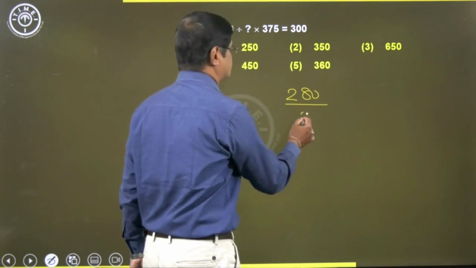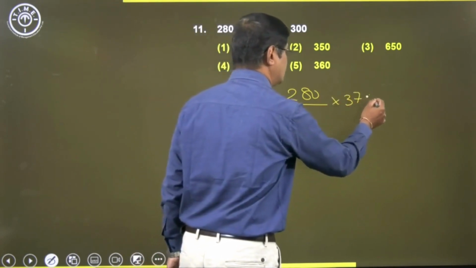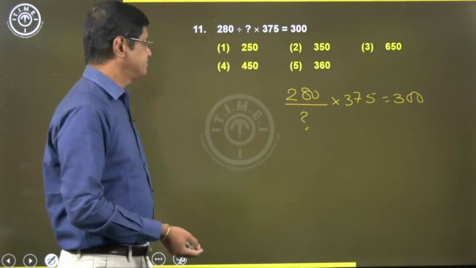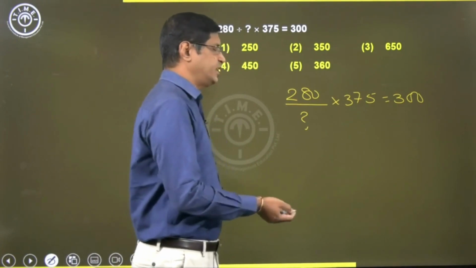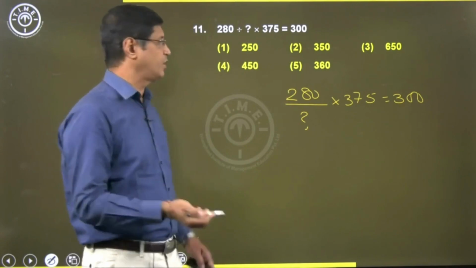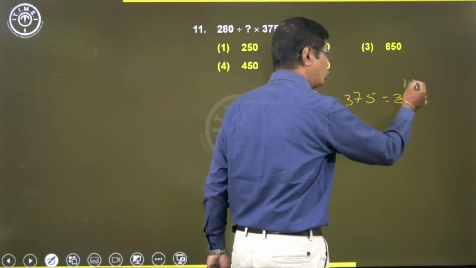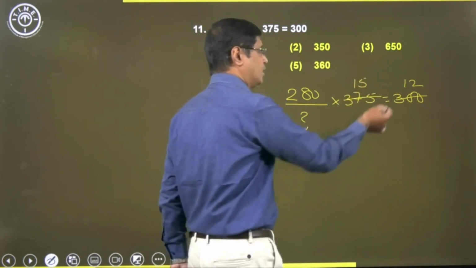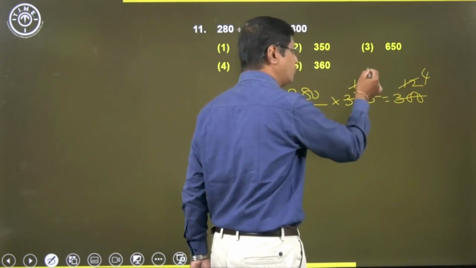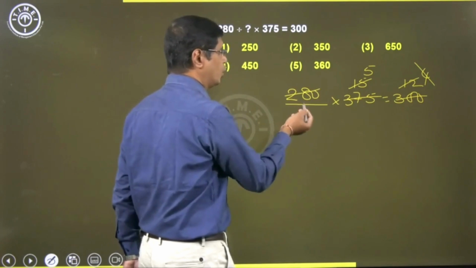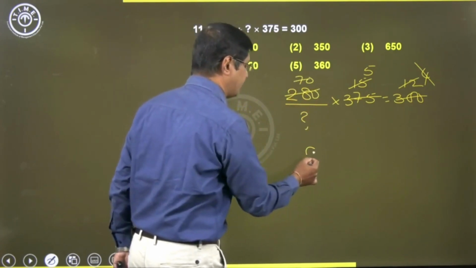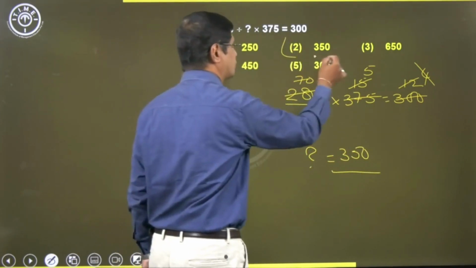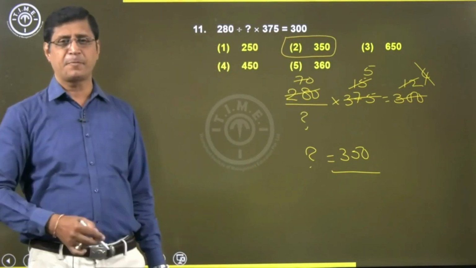280 divided by question mark into 375 equal to 300. Okay, simplify this. What is the simplification? In 100, how many 25s? There are 4 25s. 300 means 3 into 4, 12. What about here? 12 plus 3, 15. Now 3, it goes 4 times. 3, 5 times. What about 4? 4, it goes 7 times. The value of question mark is equal to 350. Right choice, option number 2. Second choice is the right answer.